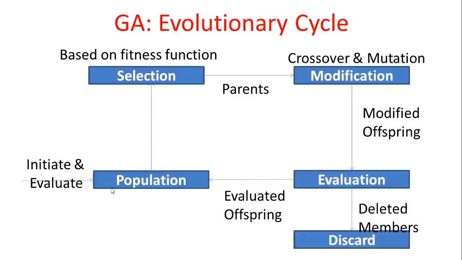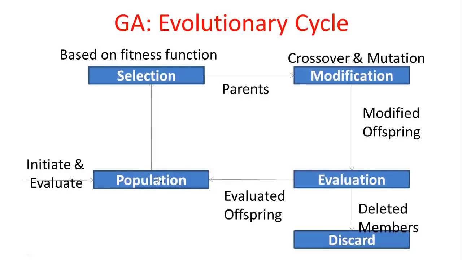Initially we have some population with us. So what is the population? The set of all feasible solutions. In simple language, I can say the set of all feasible solutions for a given problem we can call the population. Now we need to find the best solution among these feasible solutions. We will see how the genetic algorithm works for that.